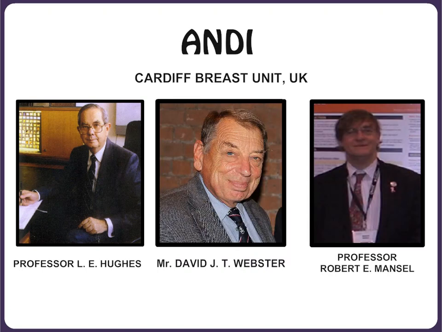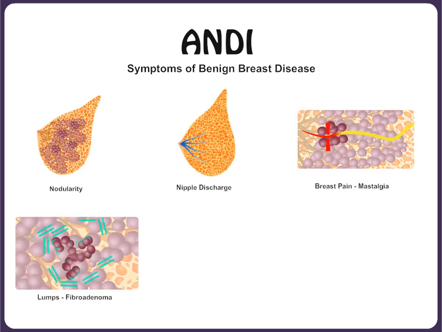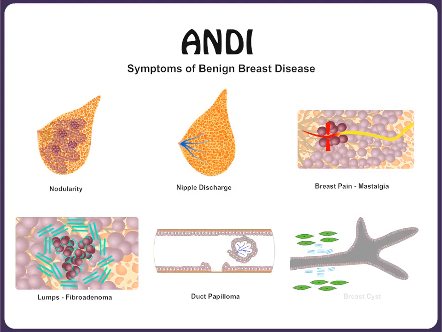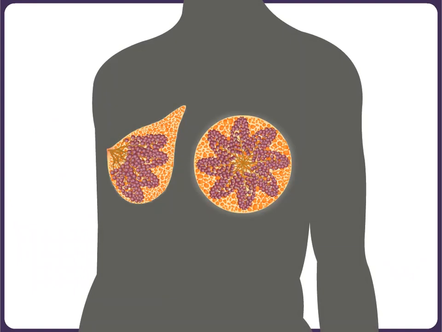This concept allows us to understand most of the symptoms and presentation of patients suffering from benign breast disease. It is thought that nodularity of the breast, nipple discharge, mastalgia, and small lumps in the breast like fibroadenoma, duct papilloma, and breast cysts can all be explained with this pathophysiological concept of ANDI. We shall explain this concept through some anatomical facts.